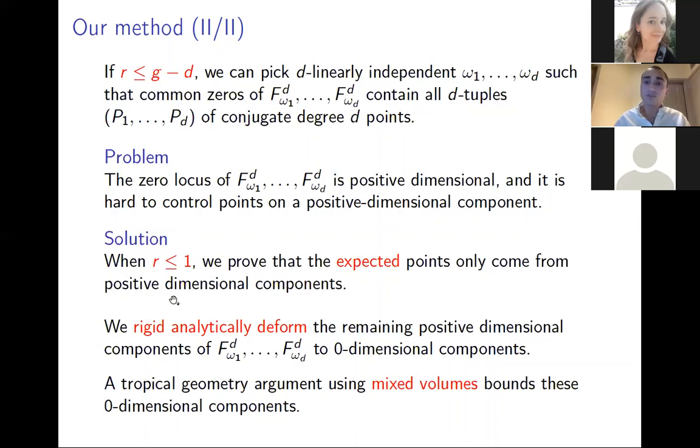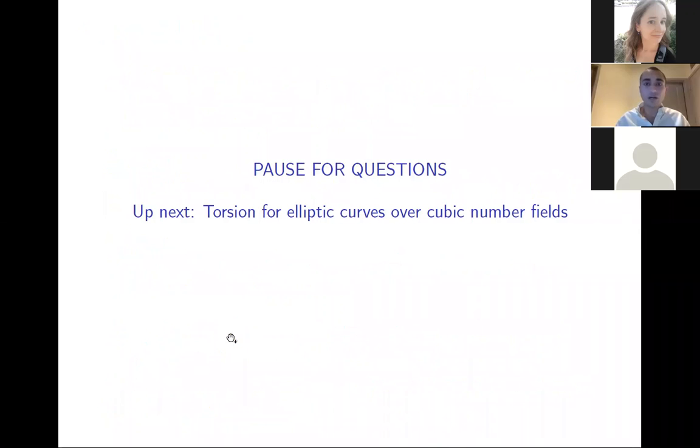And then we use tropical geometry arguments, in particular mixed volumes, which you should think of as a way to measure the size of a polytope, to bound these zero dimensional components. So similar to how Coleman used Newton polygons to bound the zeros of p-adic integrals, we use mixed volumes to bound the zeros, or the zero dimensional components, of d-variable power series. So that's kind of the yoga that's going on here. That was the first part of the talk, and I'm going to pause for questions. Up next will be some results about torsion.